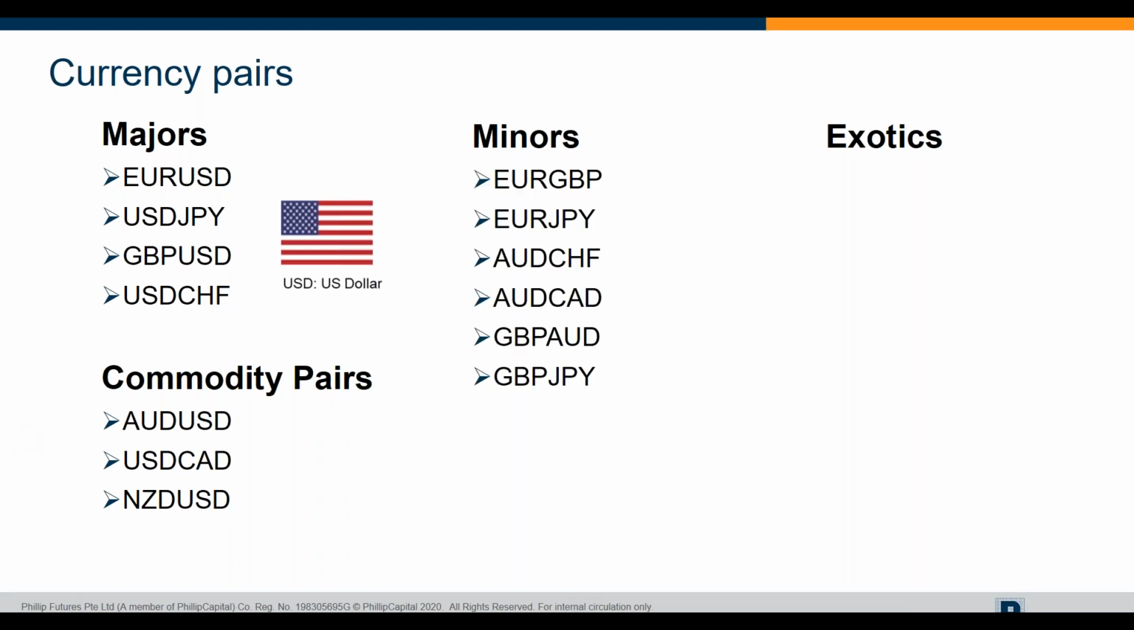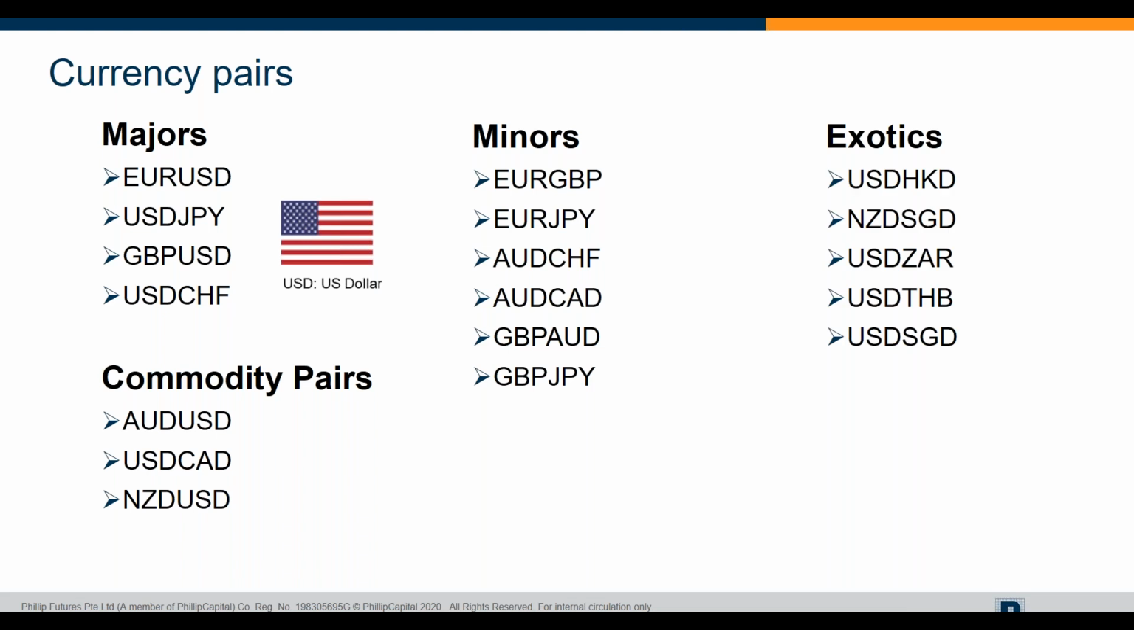Next, going into the minors, also known as the crosses. These are the crosses between the popularly traded pairs, like the 7 that we talked about just now, except for USD. So whichever currencies are in a major, when they cross each other without the USD, it is called the minors. And lastly, the exotic pair. Exotic pairs basically consist of currencies from emerging markets or smaller economies, like the Hong Kong dollar, Singapore dollar, the Thai baht, Malaysian ringgit, etc.